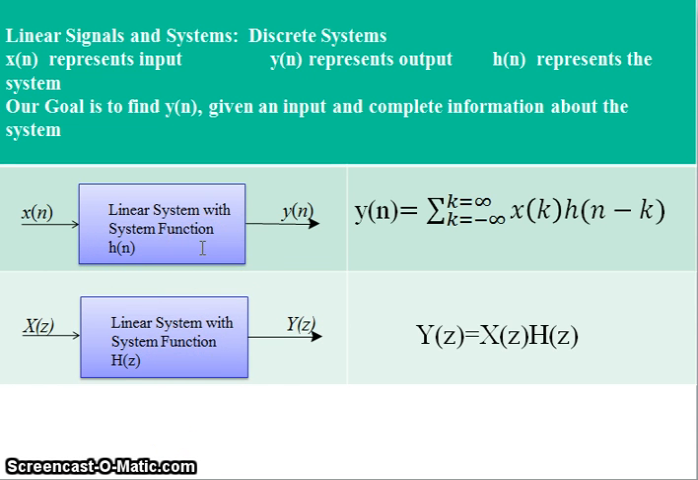First, the objective is to be able to find the output y of n given an input and complete information about the system given in small h of n. When you have the input x of n and the system function h of n, we will use the convolution sum equation to find y of n. As you could see, this summation can get very, very difficult, especially when we're talking about series convergence and so forth.